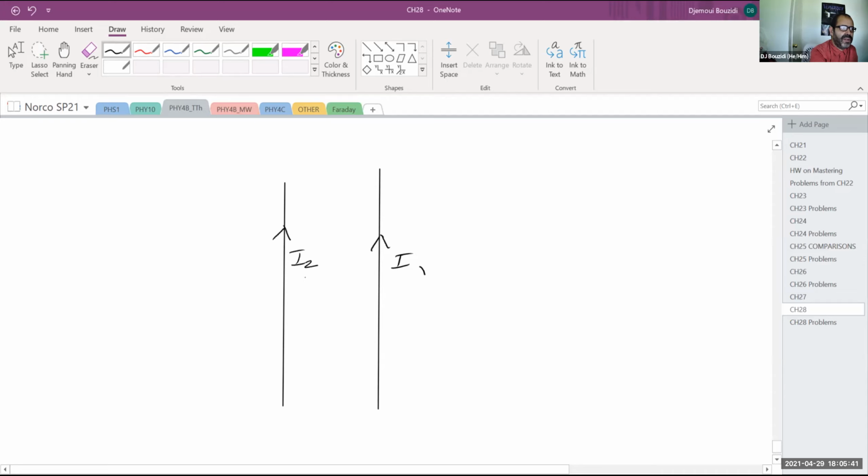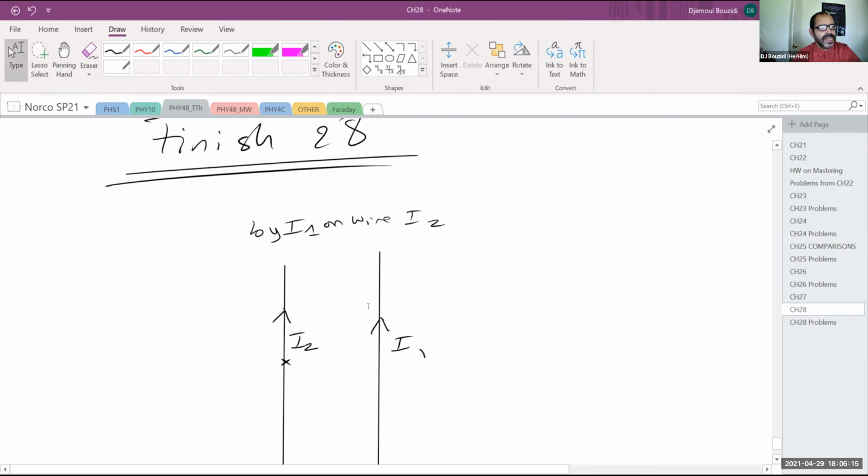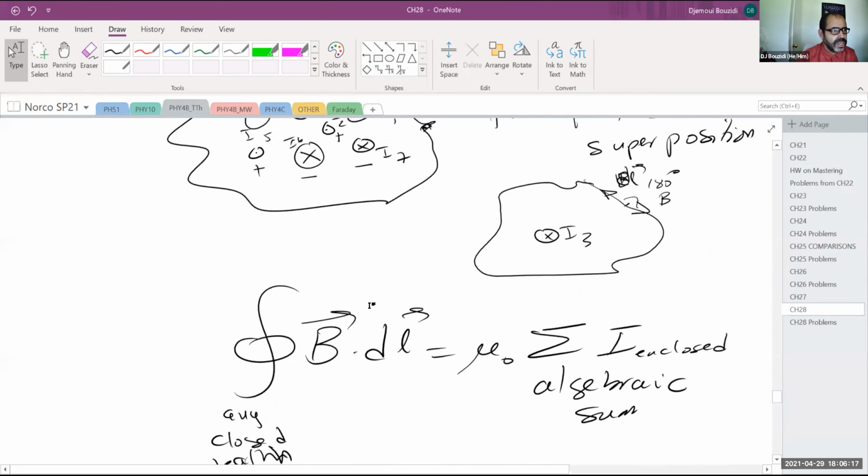So I have a current I1 and a current I2, both of them running in the same direction. My challenge is to find the force exerted by this wire that has a current I1 in it on the wire that has a current I2 in it. That's really the challenge. Since this is a wire that has a current, it's going to create a magnetic field in this region of space, where this wire is. And how am I going to find that? We already did that part of the lecture, actually.